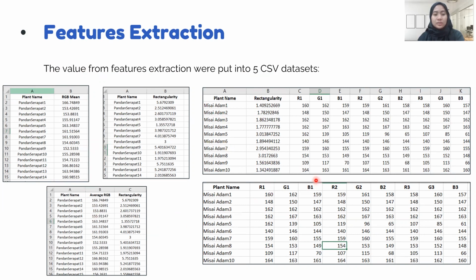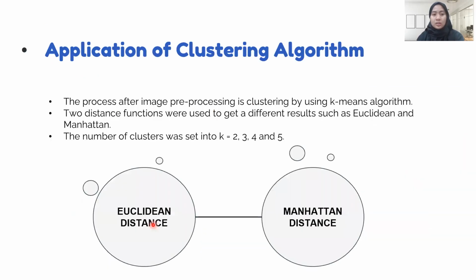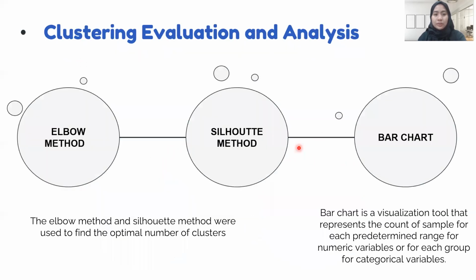So we have 5 CSV datasets. Okay, next, after the process of image processing and also features extraction, the process is clustering by using the K-means algorithm. So basically we're using the Euclidean distance and also Manhattan distance to get different results. So the number of clusters was set to K equals 2, 3, 4, and 5.